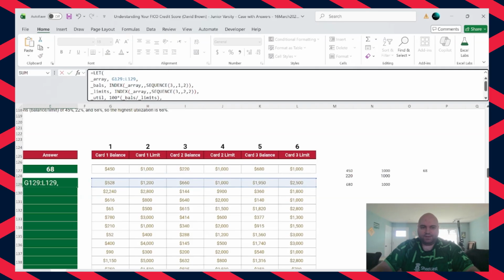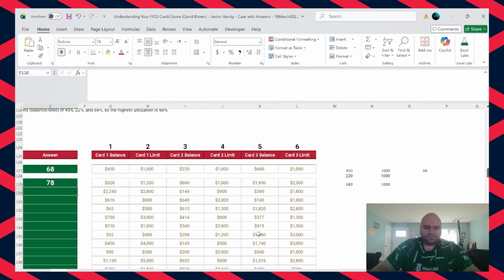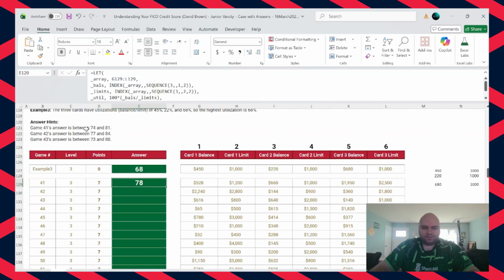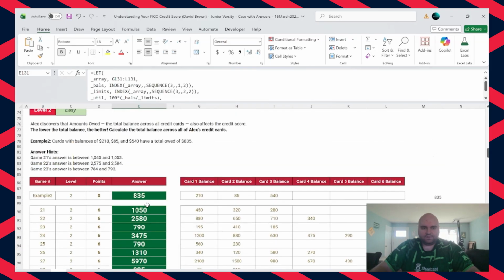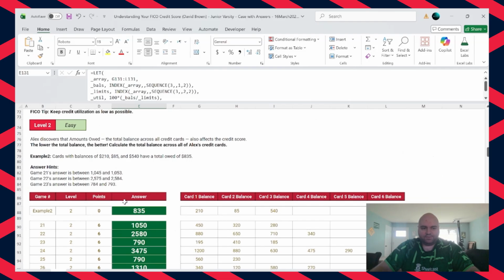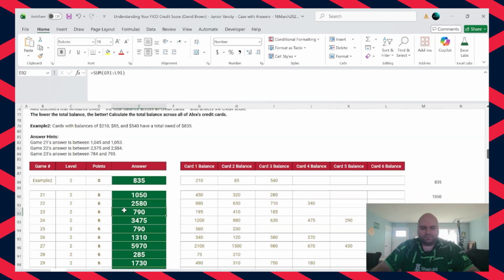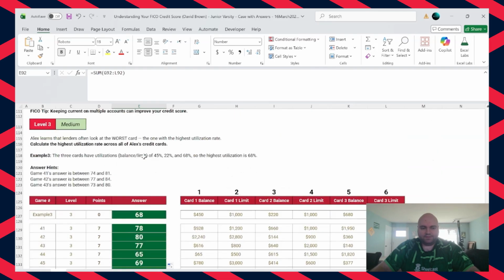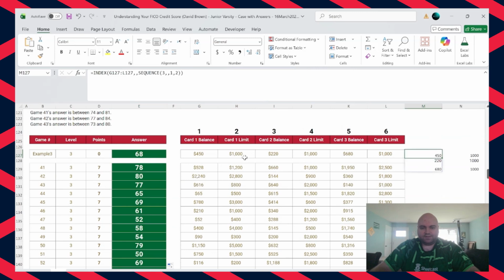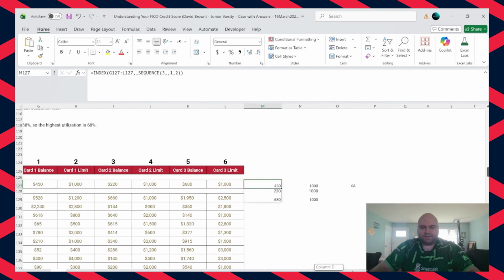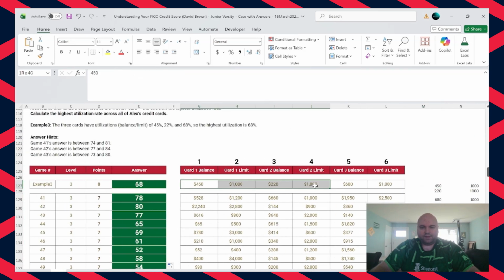I can just update my array to be there. And 74 and 81, 77 and 84, 73 and 80. And I actually didn't check for up here, but we can go ahead and take a look. 1050 is between there, 2580 is between there, 790 is between there. So that is how you can use index to basically get every other item from an array.